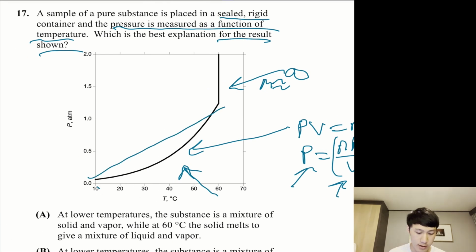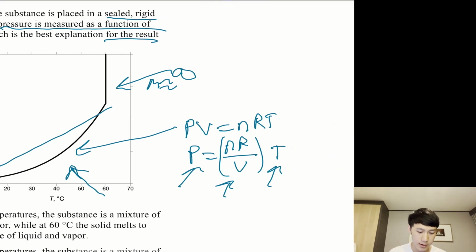We don't have this straight line here, so this cannot be just a gas. Instead, what it can be is a liquid and its vapor, or a solid and its vapor. So the vapor pressure above the liquid or solid.